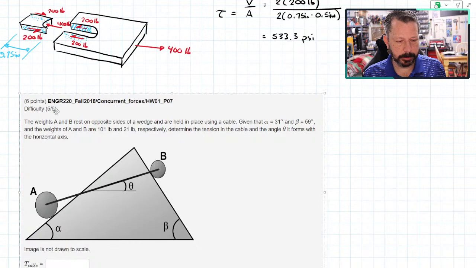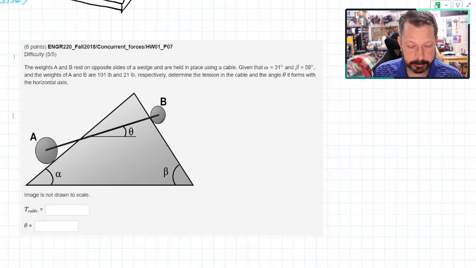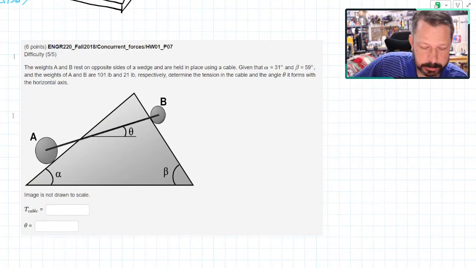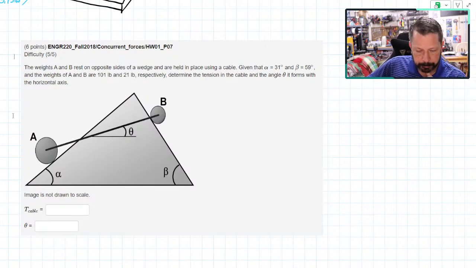So difficulty 5 out of 5. I don't know if I would call this one 5 out of 5, but it is a difficult one because there's several things going on at the same time, and I think you have to solve it simultaneously. So this one is actually a good one that goes along with the other question of free body diagrams too, because this one's going to require multiple free body diagrams, I believe.